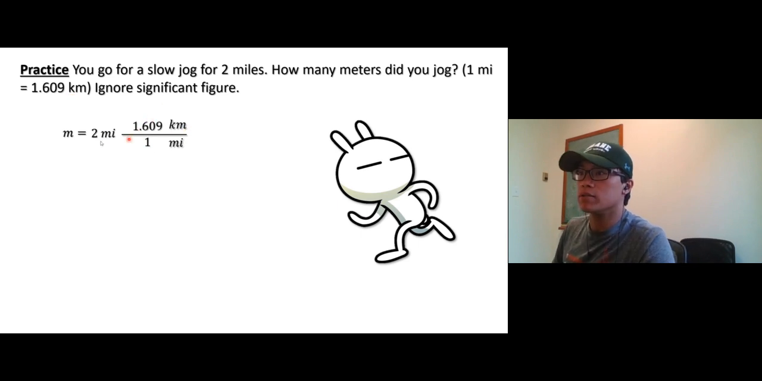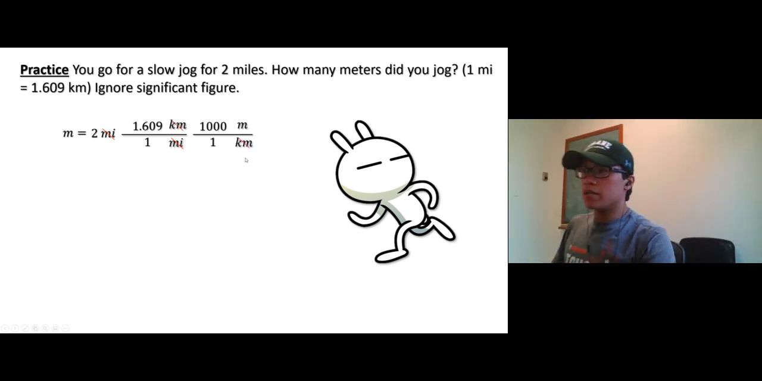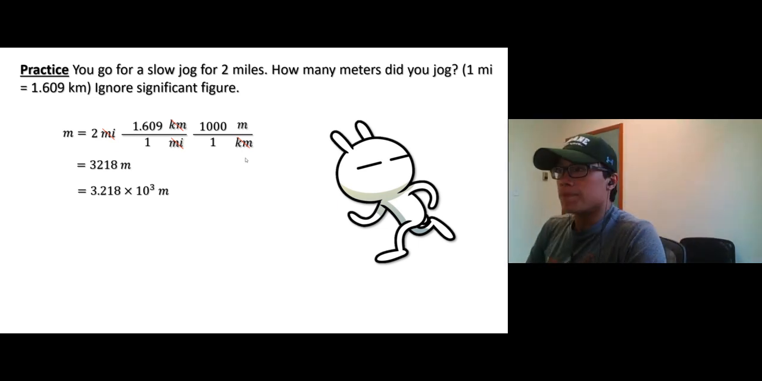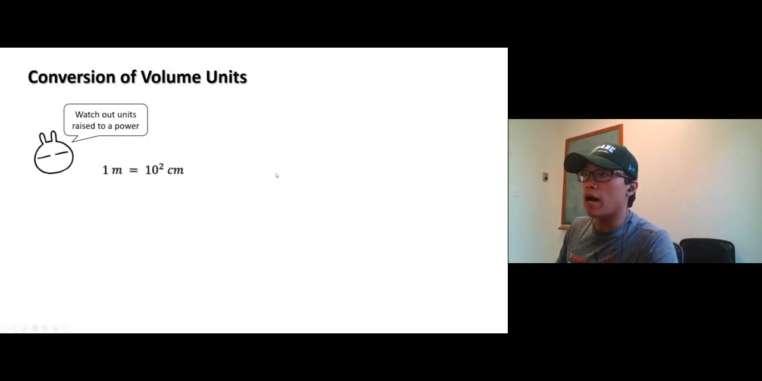This is 1. Times 1, 2 miles doesn't change, and mile cancels with mile. We got to kilometer now. So kilometer converted to meter. I'm going to put kilometer at the bottom, meter at the top. What's the conversion right here? 1 kilometer is 1,000 meters. So kilometer cancels with kilometer. Do the math right here on your calculator. You should get 3218 meters. Or you can give it as scientific notation, if I ask you on the exam. All right, let's move on. The next one is going to be conversion of volume, a unit of volume.